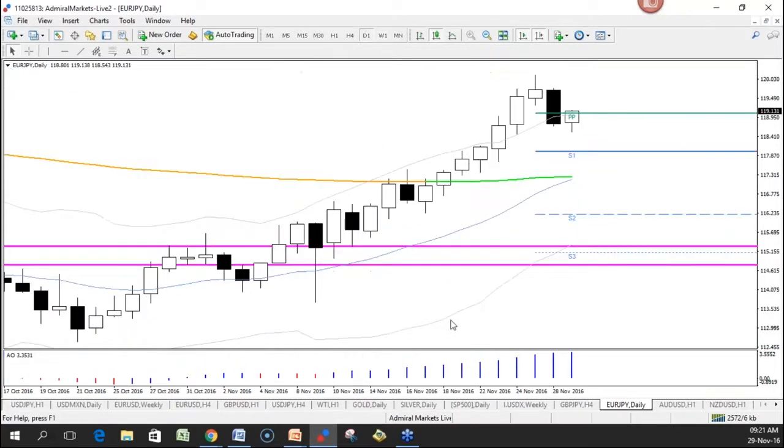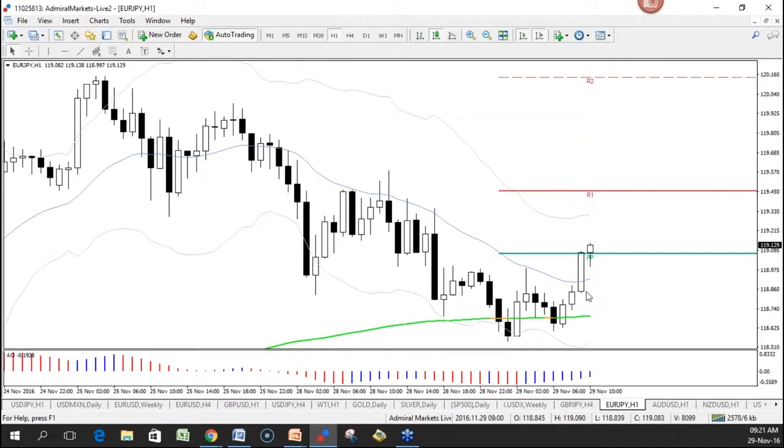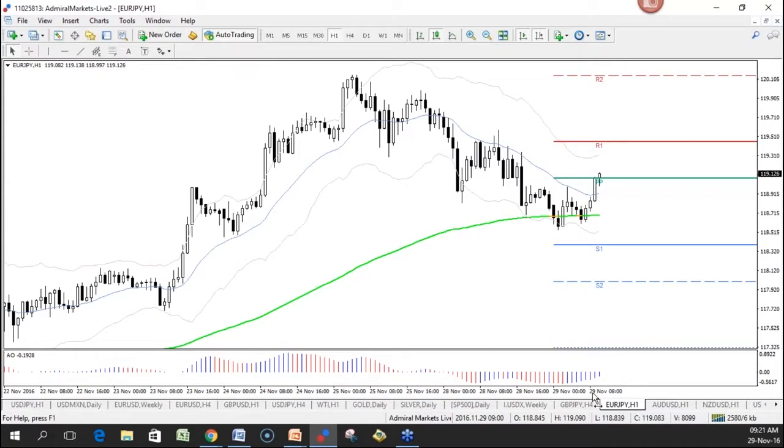So could this be the end of the correction, this downside? It certainly could. We see strong candles already here. Break of this trend line, pushing through the pivot point.